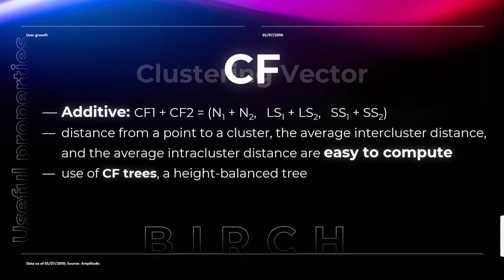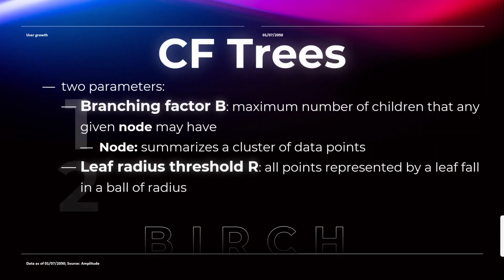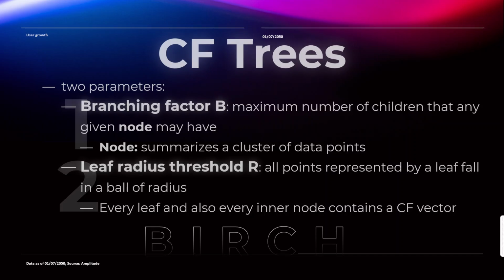The CF trees use a height-balanced tree to keep control of the height of the tree, and CF trees have two parameters. The first one is the branching factor B, which means the maximum number of children that any given node may have, and the node here is defined as the cluster summary of data points. The leaf radius threshold R means all points represented by a leaf fall in a ball of radius R. And here every leaf and also every inner node contains a CF vector that we have defined earlier.